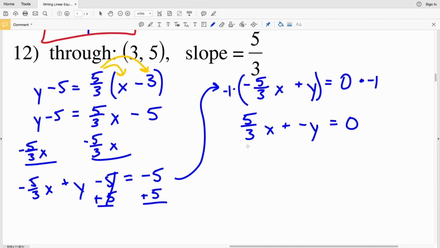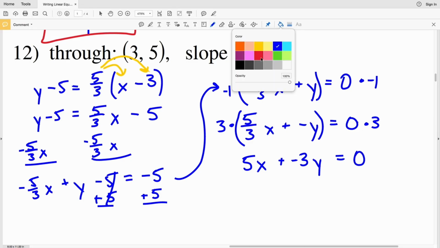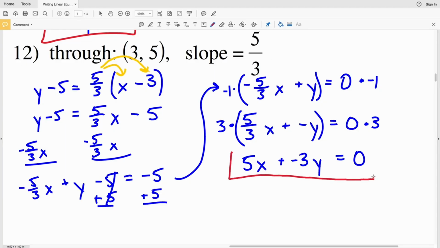And in order to make 5/3 an integer, we're going to multiply by the denominator. Whatever we do to the left side of the equation, we must do to the right. So we're going to multiply by a positive 3 to both sides. 3 times 5/3 is going to be 5x, and that's going to be added to 3 times negative y, which is negative 3y, and that equals 0 times 3, which is 0. So in standard form, 5x minus 3y equals 0, or 5x plus negative 3y equals 0.